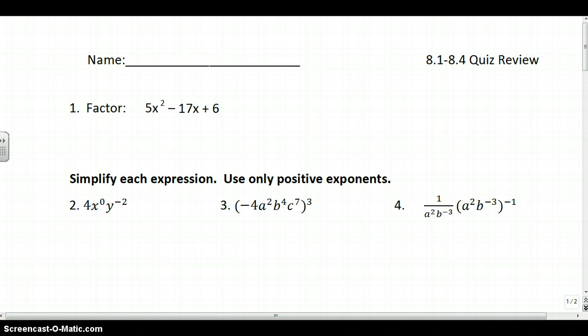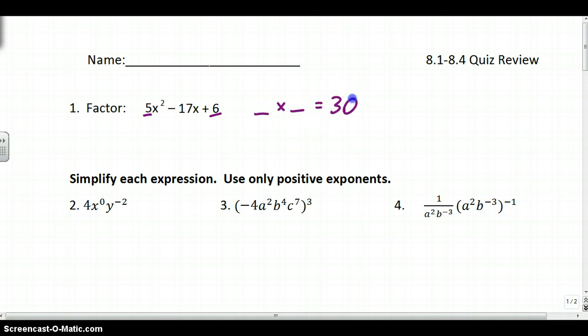Number 1 just asks you to factor. You've been doing this since first semester, okay? Technically, before you start factoring, you must always look for a common factor, a greatest common factor. In this case, it's 1, so there's nothing you can pull out. But this 5 is still out front. So you have to take the 5 times the 6, and you get 30.